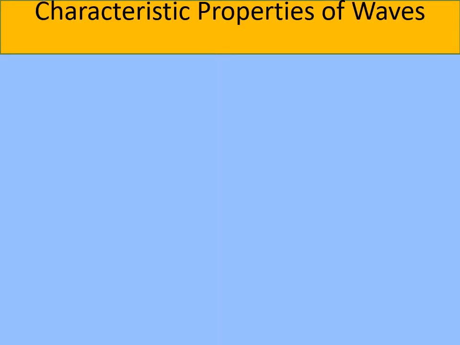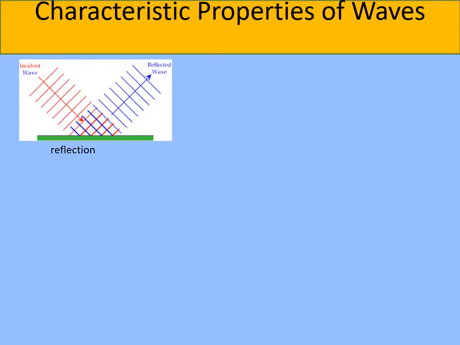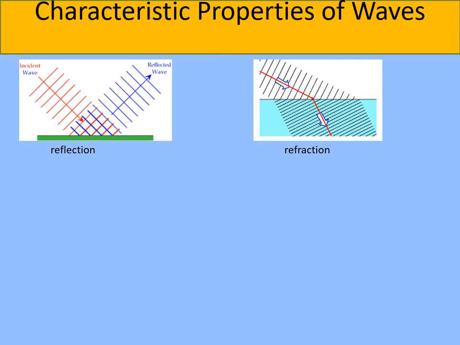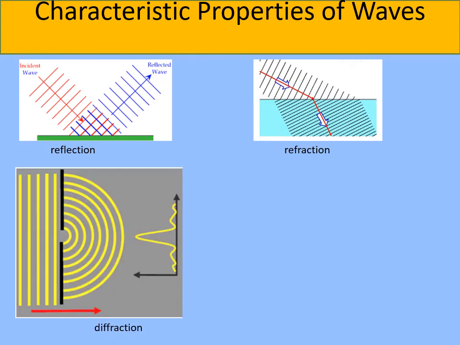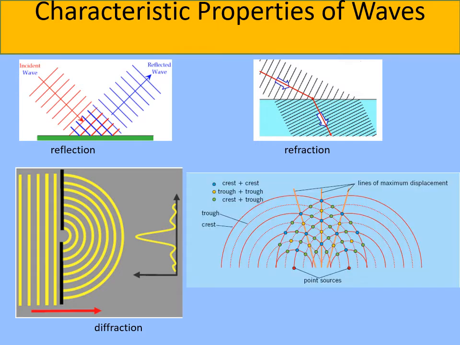The characteristic properties of waves are that they all show reflection, they all show refraction, they all show diffraction, and interference. Waves themselves do not have mass or charge. Since particle models can also explain reflection and refraction, it is diffraction and interference that we regard as the defining characteristic properties of waves. If we can show diffraction and interference, then we know we are dealing with waves.